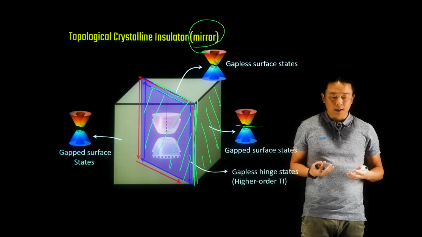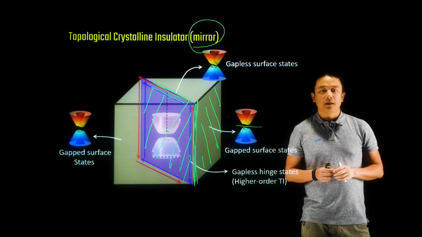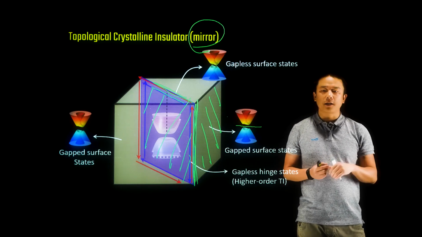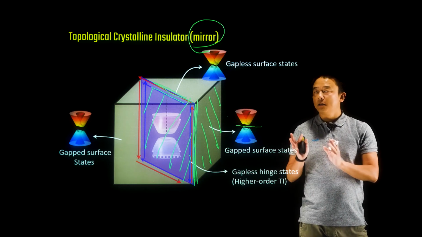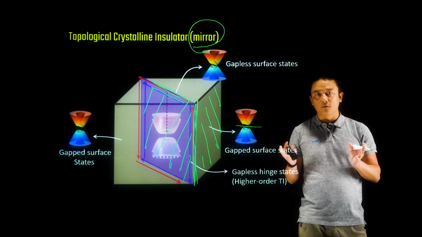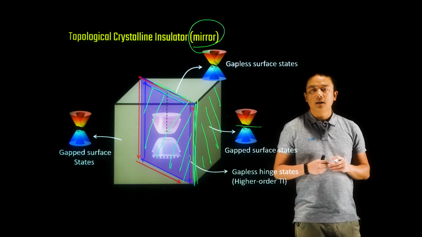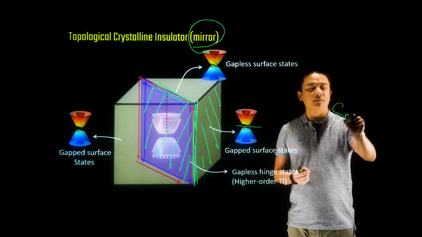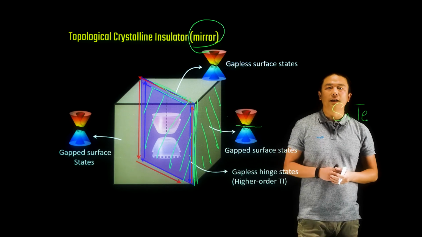And there's a systematic way to classify this TCI phase, a method called symmetry indicator. You will learn it in the following lectures, and there you will see a systematic picture. This mirror TCI is a very representative TCI system. And in a later lecture, you will learn specific materials to realize it, for example, tin telluride, and all their surface states have been verified in experiment.